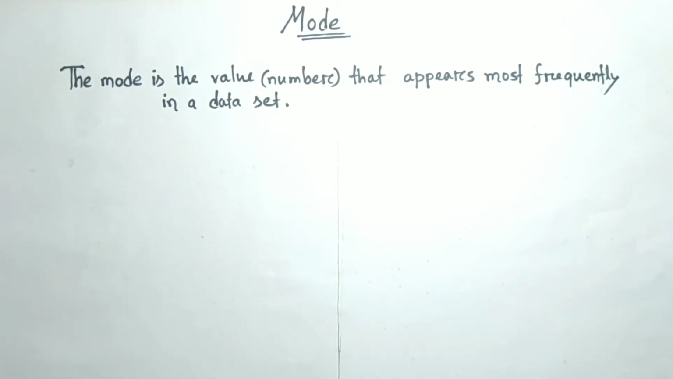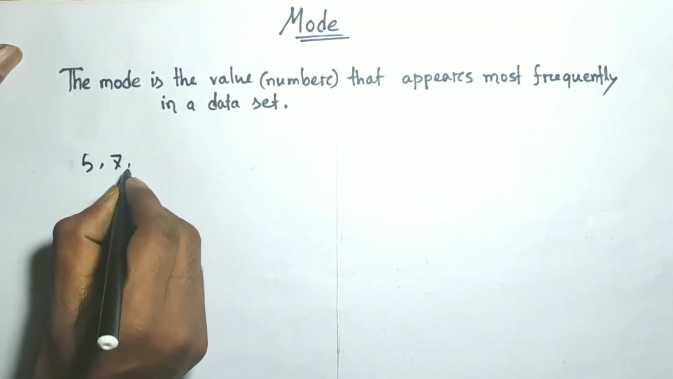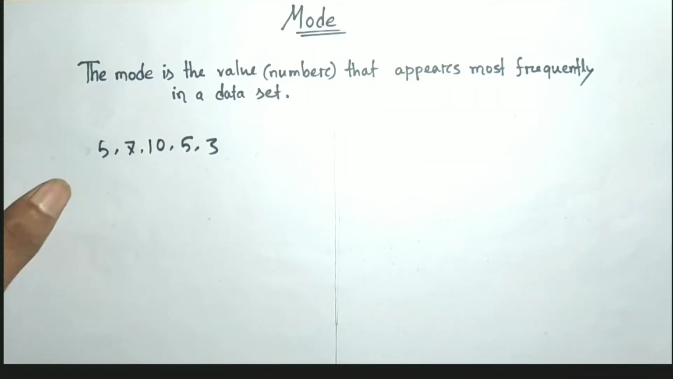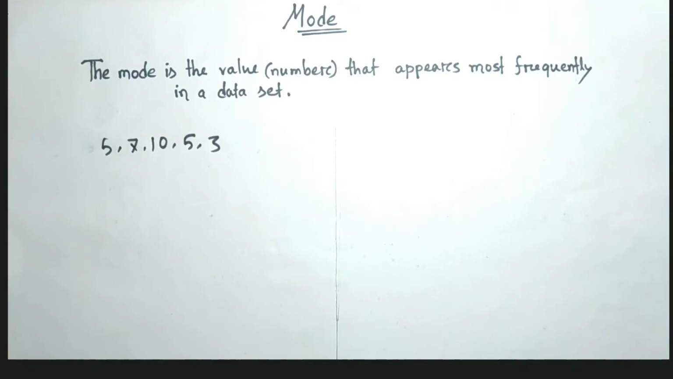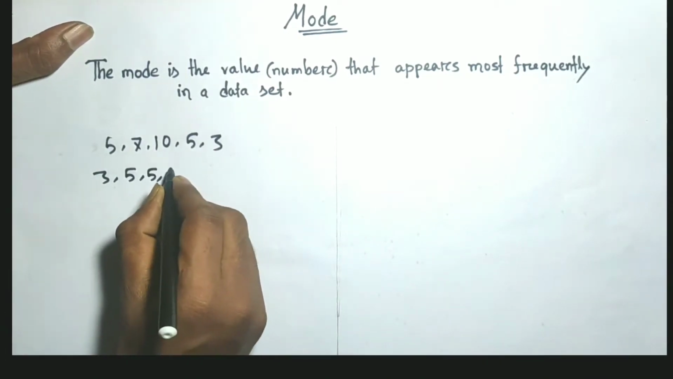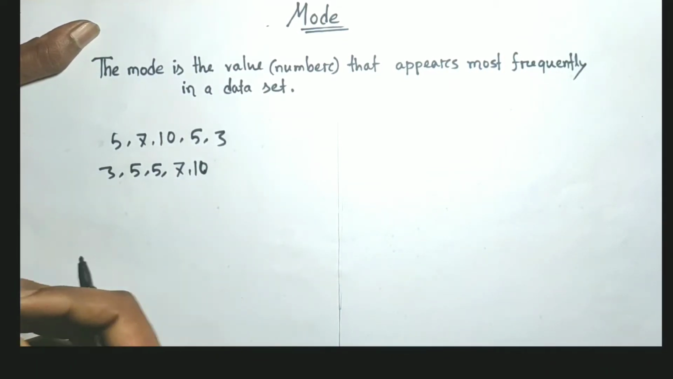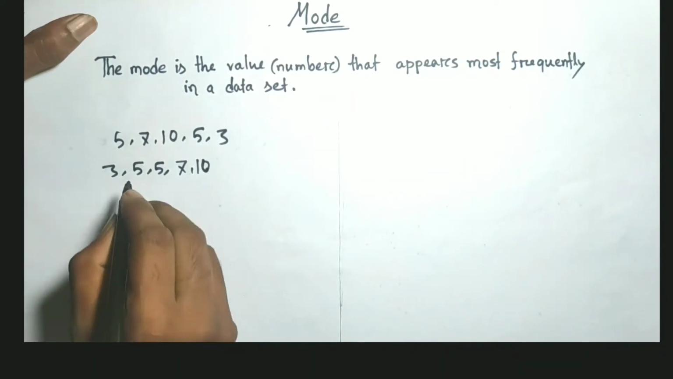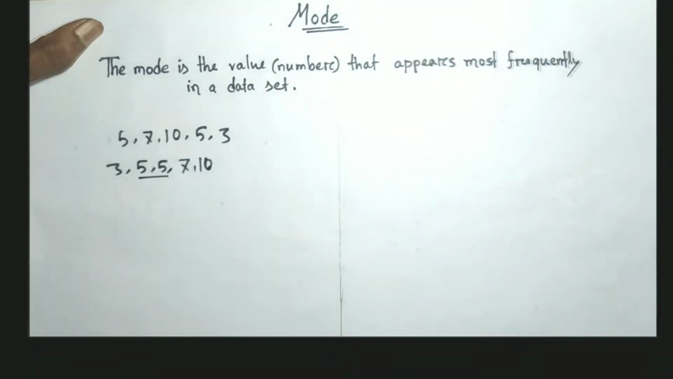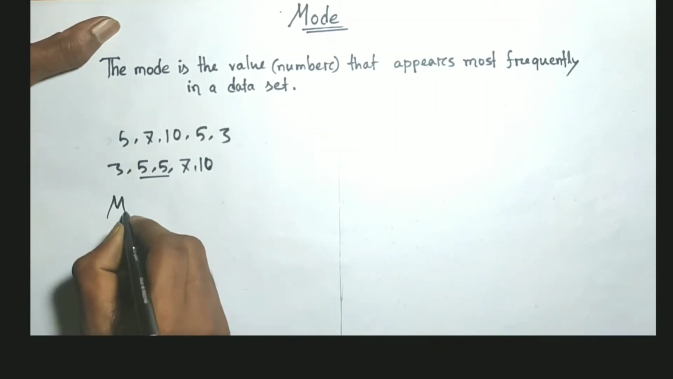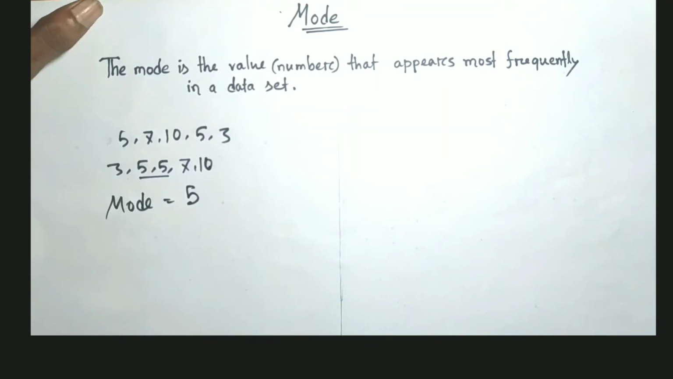So let's take an example of an individual series, that is 5, 7, 10, 5 and 3. For finding out the mode of this individual series, first we have to arrange the data in order. That means 3, 5, 5, 7 and 10. This is the arrangement of the data in order, to be more exact in ascending order. And you can see that 5 is occurring 2 times in this data, and all the other values are occurring a single time. So here 5 is occurring most frequently in the dataset, and the mode will be 5. It's so simple to find out the mode of an individual series.